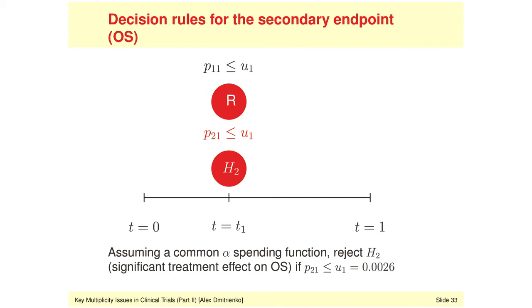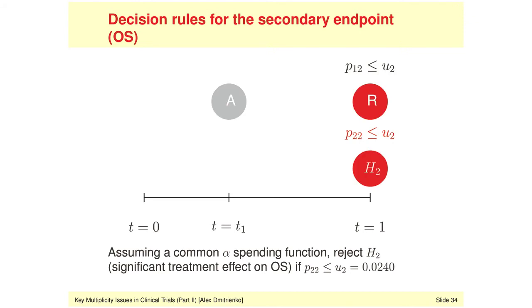The decision rule for the secondary endpoint goes like this. Instead of spending all of the alpha on the overall survival test at the interim analysis, we can only spend the amount of alpha which is available to us at this point. If we assume a common alpha spending function for the PFS and overall survival tests, then the hypothesis H2 will be rejected if p21 is less than or equal to u1, which is equal to 0.0026.